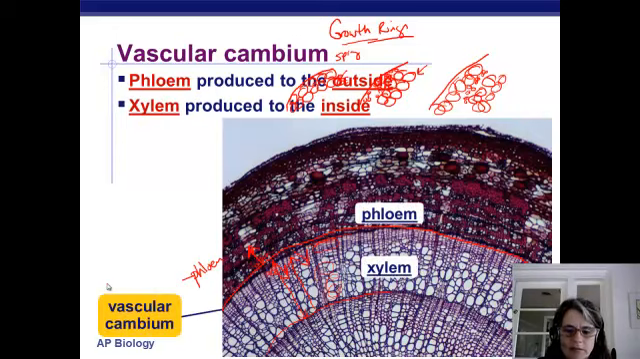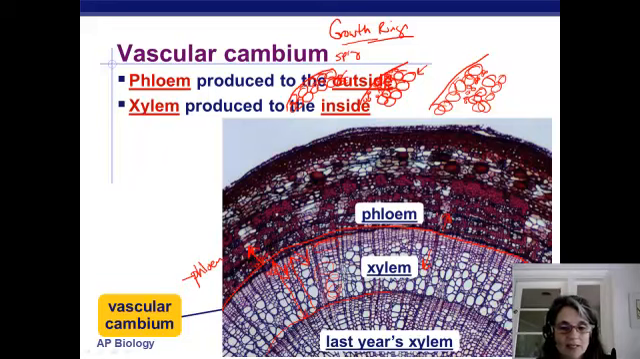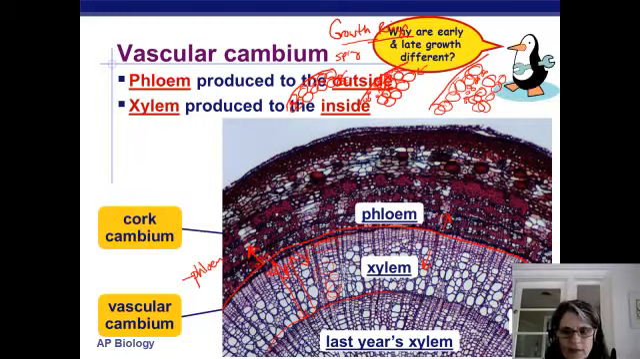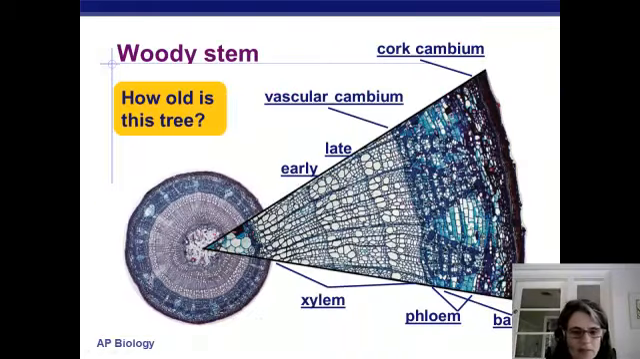So let's get our labels. Xylem is being produced inside, so that's what we're looking at. Phloem is produced to the outside and actually eventually gets sloughed off, so it has to be constantly made new. So this here would be the cork cambium right there, and that's producing bark to the outside. Again, the bark can get worn away, so we have to constantly be producing new.